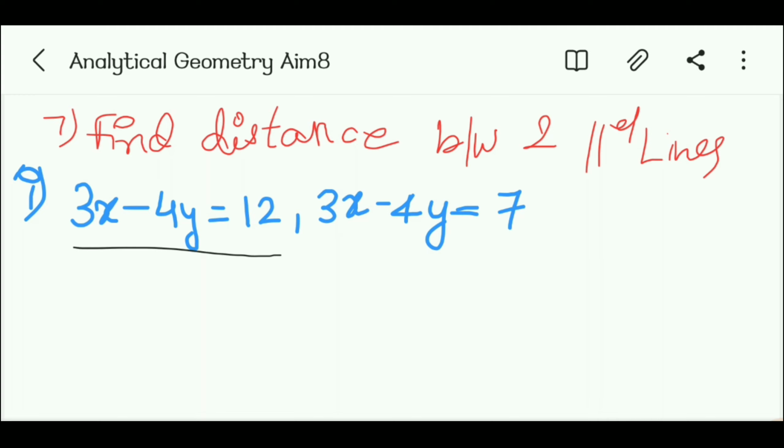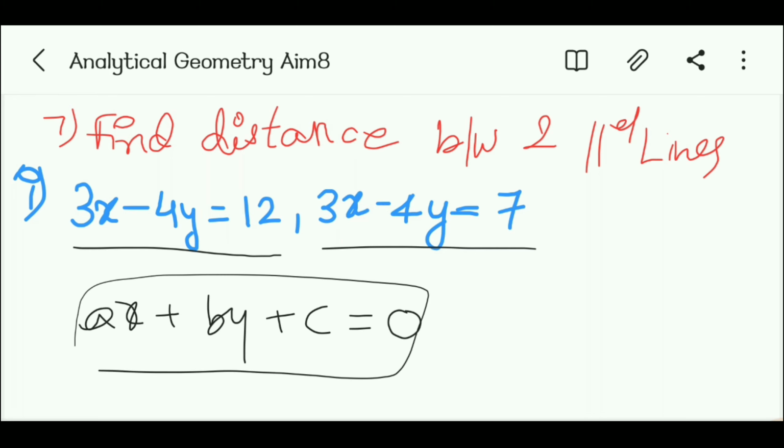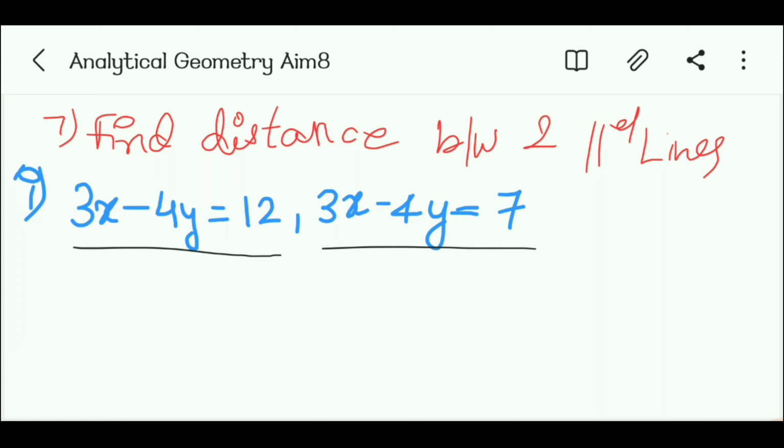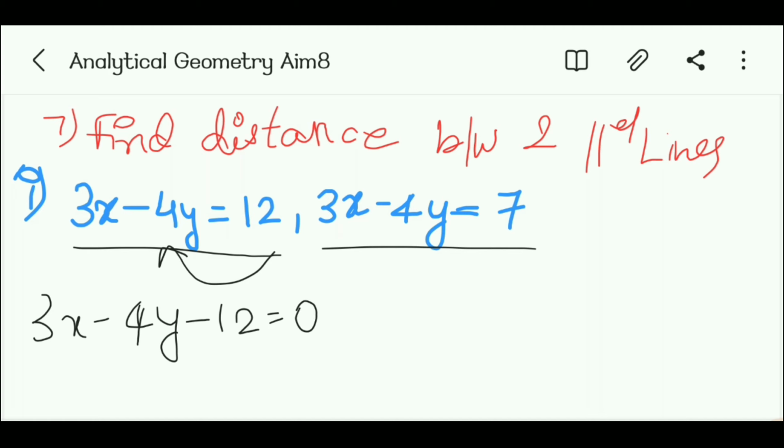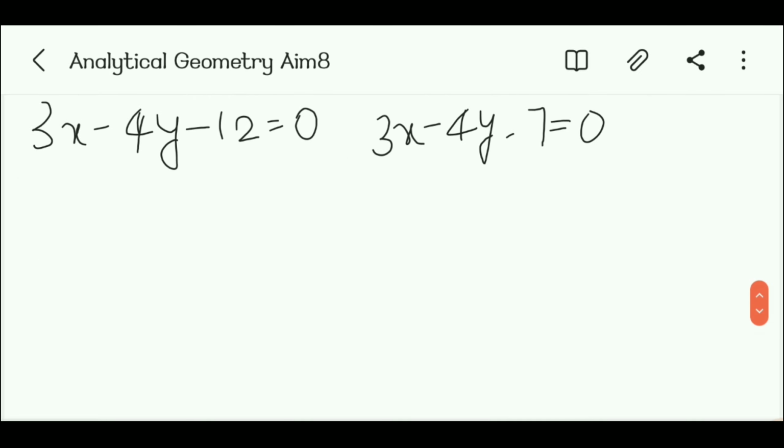Here we have 3x minus 4y is equal to 12 and 3x minus 4y is equal to 7. First, we have to write them in the form ax plus by plus c is equal to 0. In this form, if we write it, we will get the values. So I'm just substituting everything in this formula. This will be 3x minus 4y, and this 12 will come to LHS and become minus 12 is equal to 0. And this will be 3x minus 4y, and this 7 will come to LHS and become minus 7 is equal to 0. Now we shall proceed with these two equations.